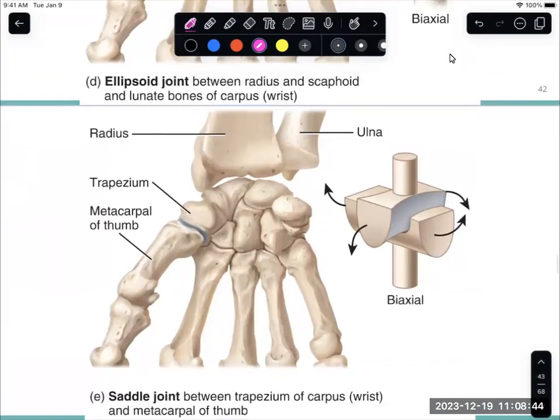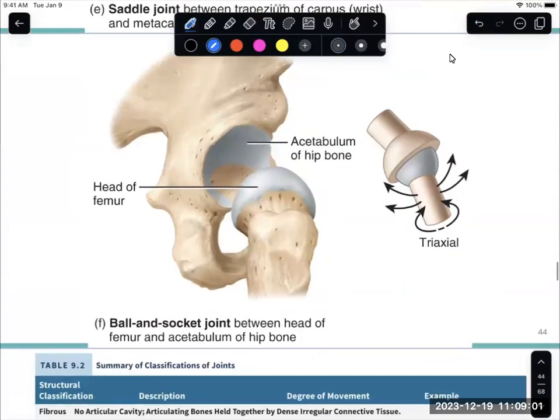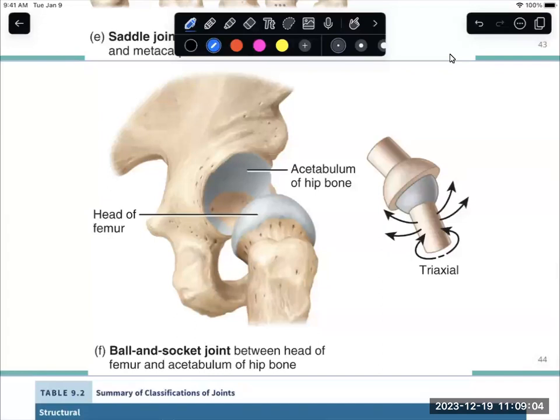Here's that saddle joint. Think of a horse's saddle. We have one side that is articulating with the other side, the way they fit together. And our ball and socket. You can see this large socket that makes up the acetabulum, and the head of the femur that's going to fit inside of it. How they fit together allows those 3 axes of motion: flexion, extension, abduction, adduction, and circumduction. Those are those 3 different types of movement.